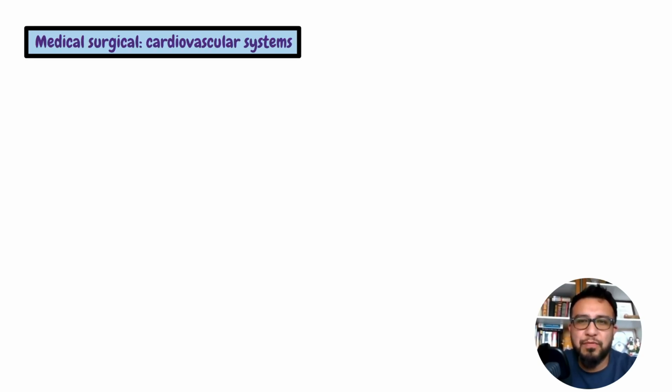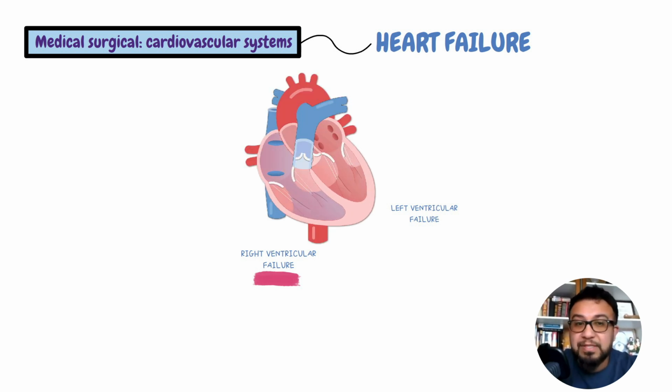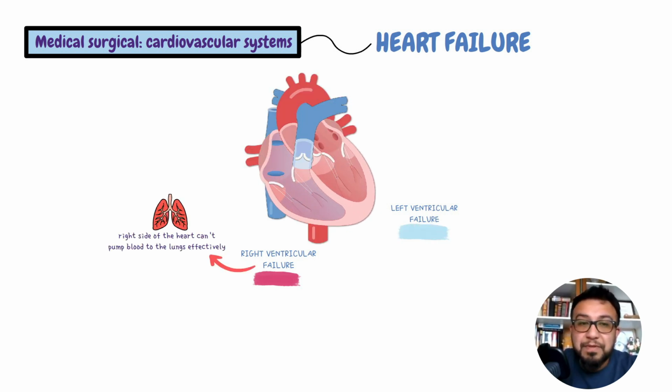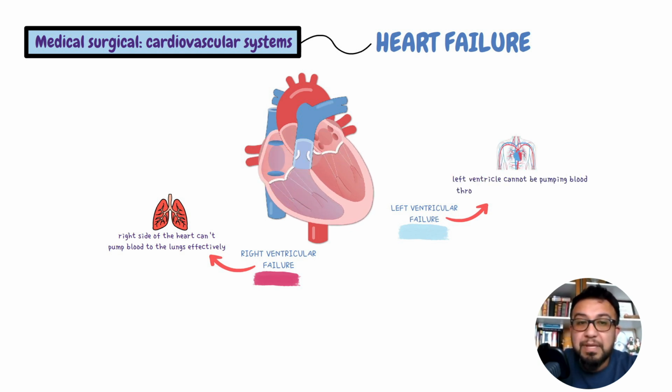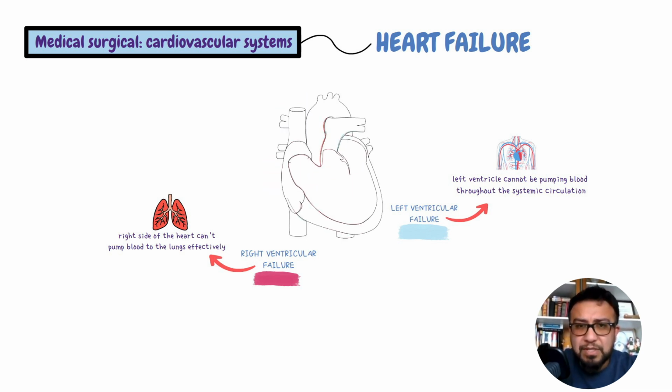Medical surgical cardiovascular systems. Today we'll be discussing heart failure, both left and right ventricular failure. So the etiology of right ventricular failure is very simple. The right ventricle isn't pumping effectively, and the right side of the heart can't pump blood to the lungs efficiently. In left ventricular failure, the left ventricle is not pumping effectively, and the left ventricle cannot pump blood throughout the systemic circulation.